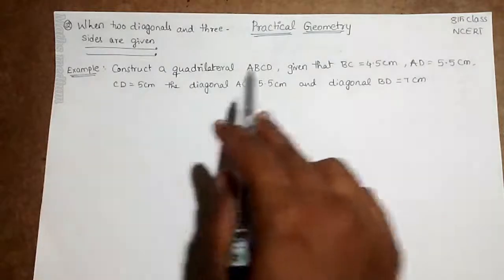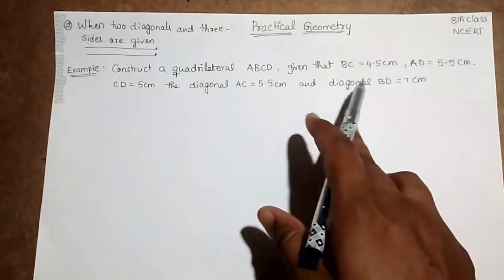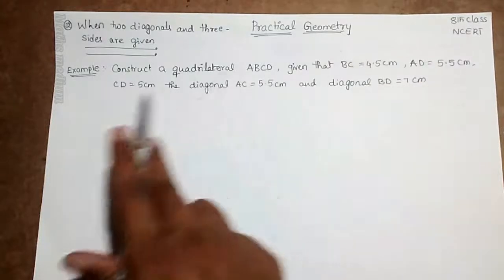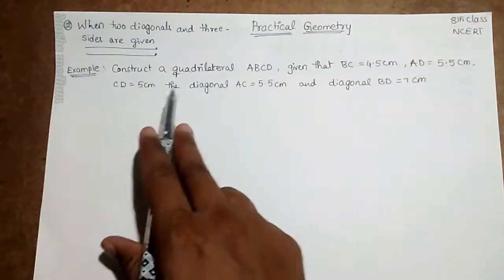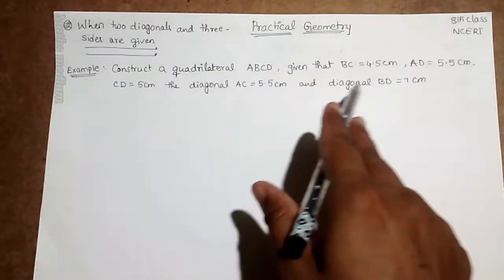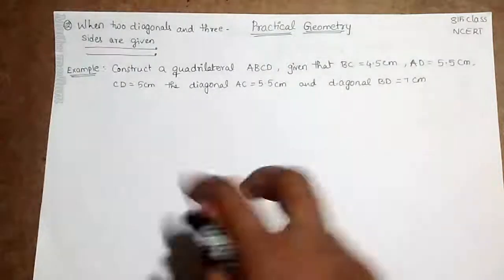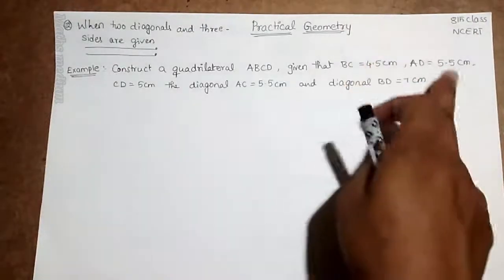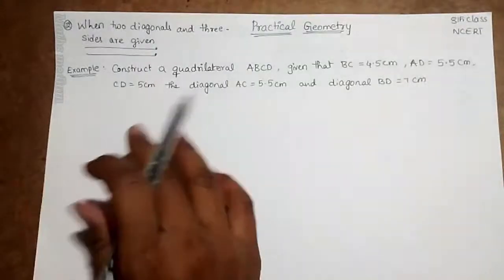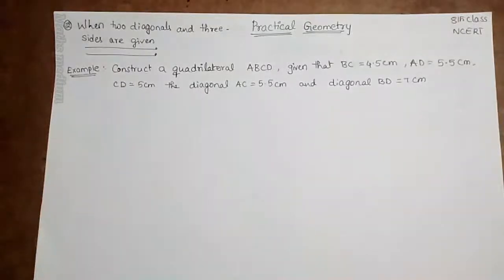Construct a quadrilateral ABCD given that BC equal to 4.5 centimeters, AD equal to 5.5 centimeters, CD equal to 5 centimeters, the diagonal AC equal to 5.5 centimeters and diagonal BD equal to 7 centimeters. Here 2 diagonals and 1, 2, 3 sides are given as per the case. So now we have to construct the quadrilateral ABCD.